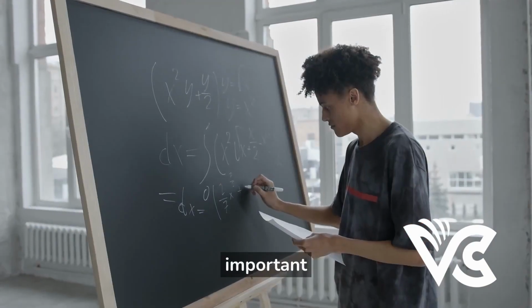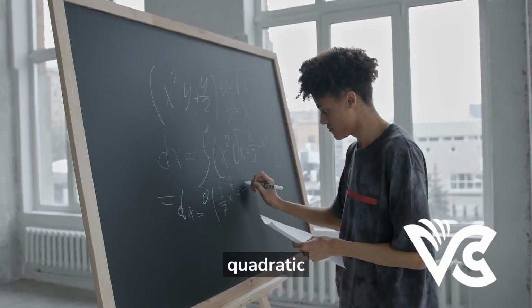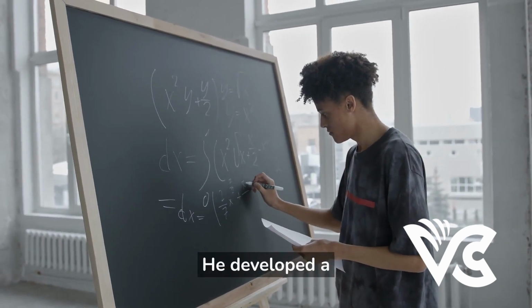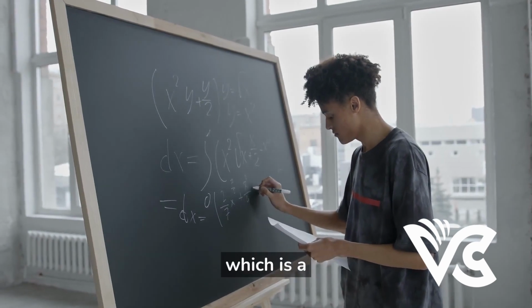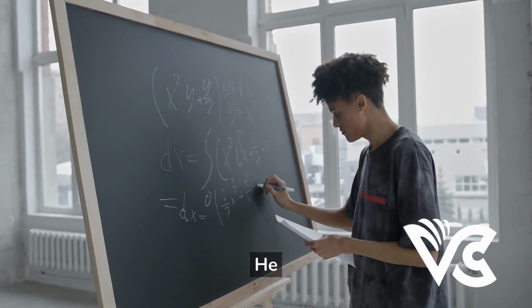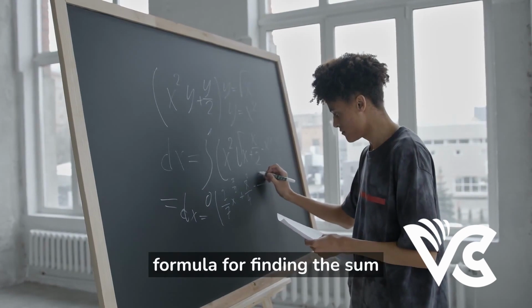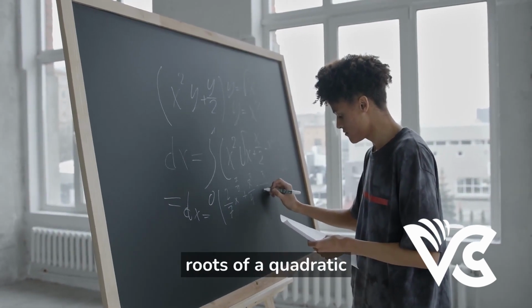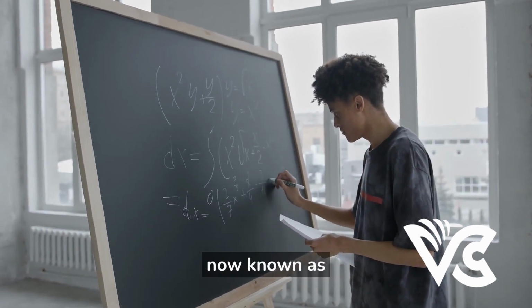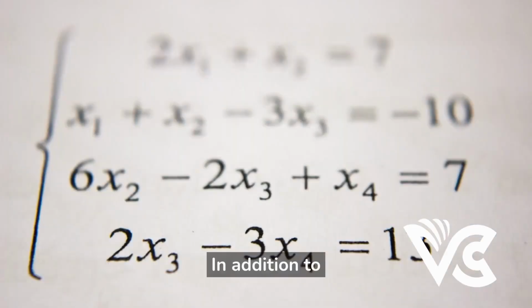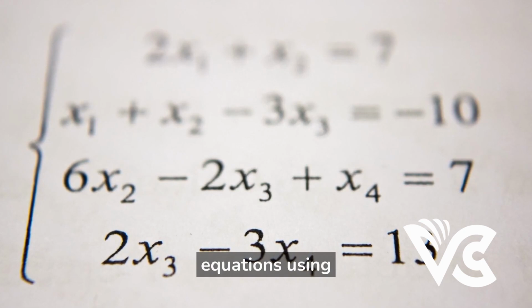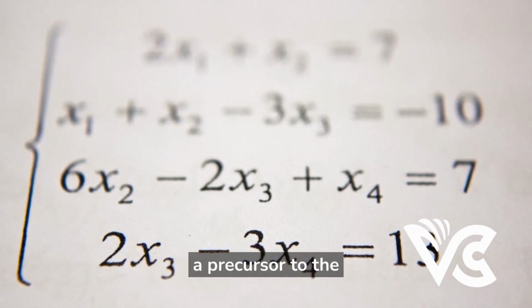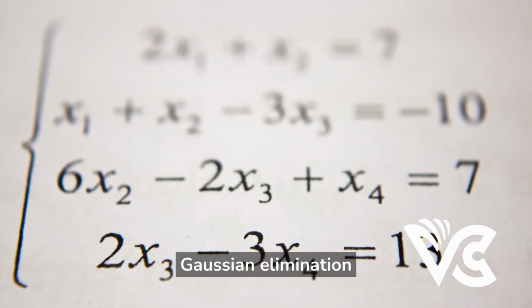He also made important contributions to the study of quadratic equations. He developed a method for solving quadratic equations by completing the square, which is a technique still used today. He also gave a formula for finding the sum of the squares of the roots of a quadratic equation, which is now known as Brahmagupta's formula. In addition to these, he developed a method for solving systems of linear equations using matrices, which is a precursor to the modern method of Gaussian elimination.